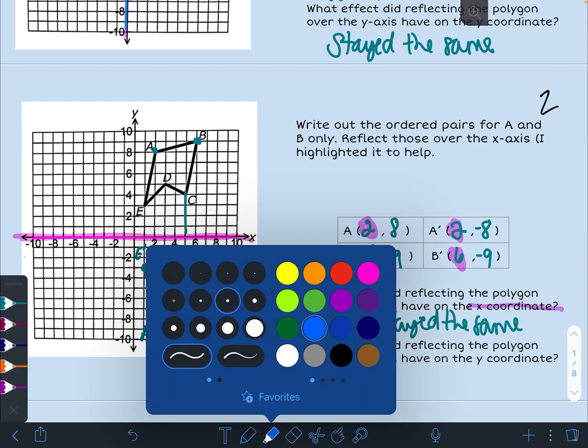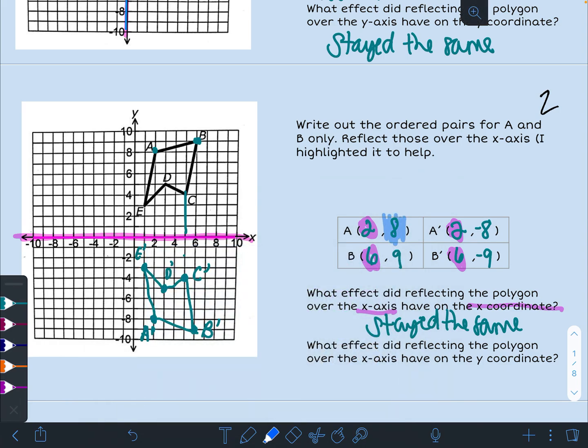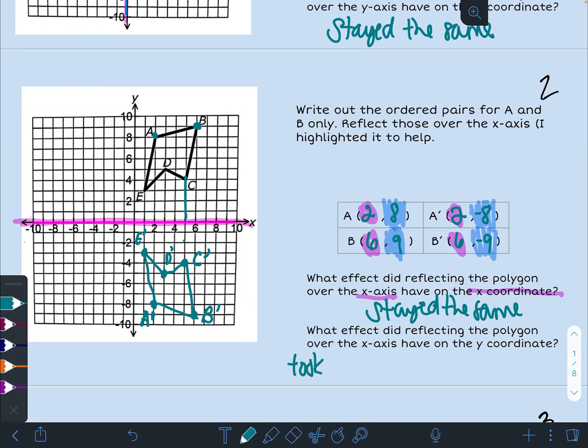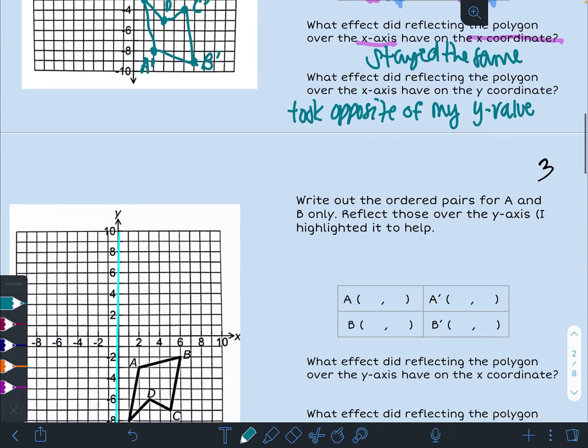However, when I reflected across the x-axis, my y value was 8 on A, and it was -8 on A prime. It was 9 on B, and it was -9 on B prime. So the effect on my y-coordinate, when I reflect over my x-axis, is that I took the opposite of my y value.